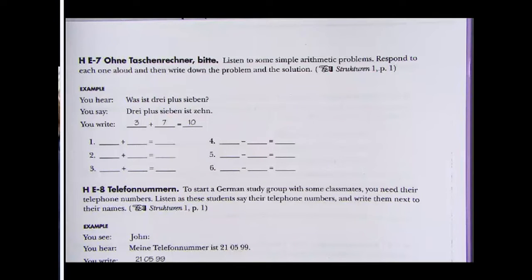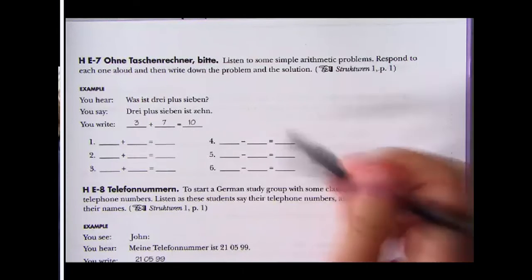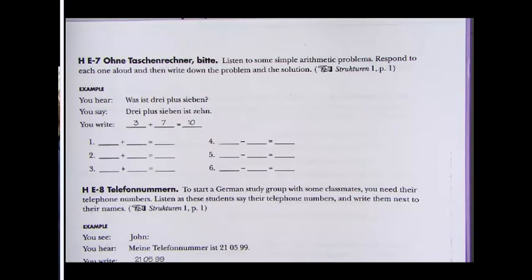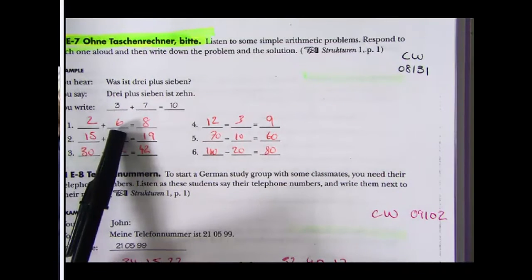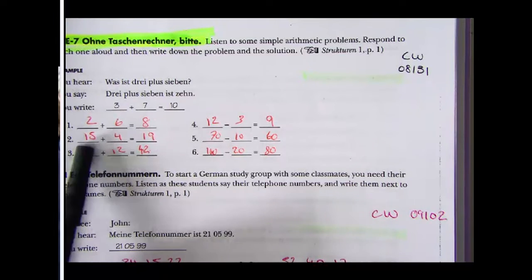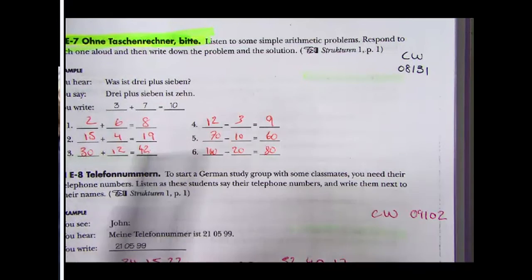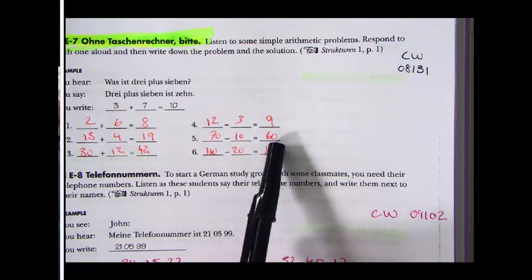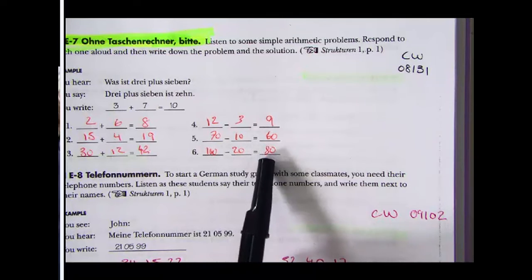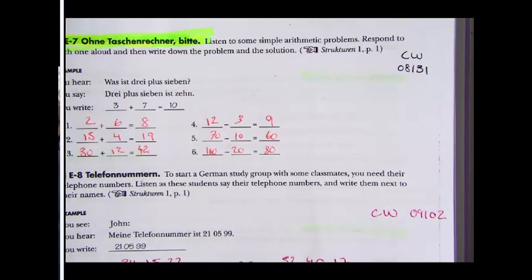E8. Okay. Play it one more time if you didn't hear all of them. I'm going to pause it and write in the answers, and then you can double check your answers. So here are all the answers. We had 2 plus 6 ist 8, 15 plus 4 ist 19, 30 plus 12 ist 42, 12 minus 3 ist 9, 70 minus 10 ist 60, 100 minus 20 ist 80. Okay, hopefully you got all of those right.